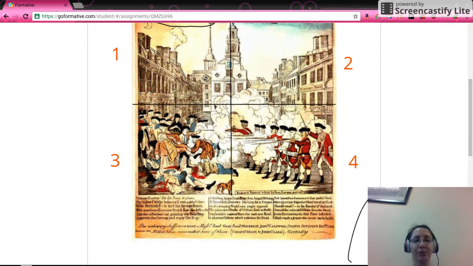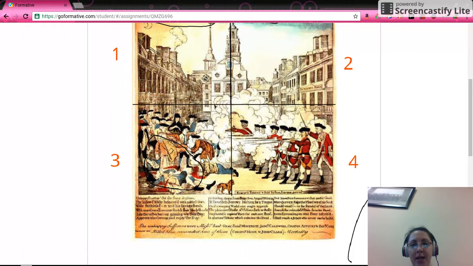Quadrant 3, if I look at this, I notice that there's a group of people. These group of people are dressed differently than the group of people in section 4. So I'm going to venture to guess that these are colonists. You have a number of them on the ground bloody. So colonists in this image are being killed. It also looks like they're unarmed. I do not see any weapons on them.